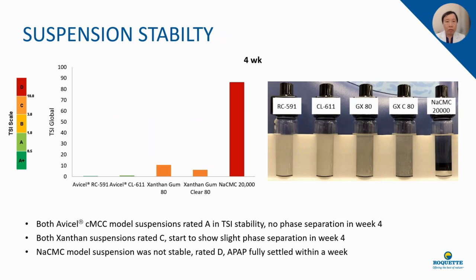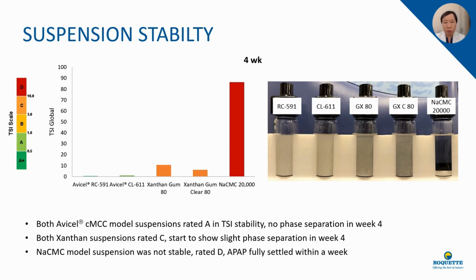This slide shows the Turbiscan stability index, also called TSI, of the suspensions after 4 weeks of storage. The TSI provides a quantitative assessment of the physical stability of the suspensions. The lower the TSI is, the more stable the suspension is. Both suspensions that contain Colloidal Avicel grades RC591 and CL611 showed the lowest TSI, achieved the A+ rating, indicating excellent stability. Also, no phase separation was observed over the test period.